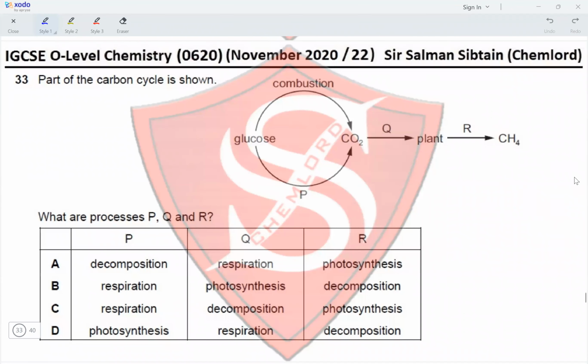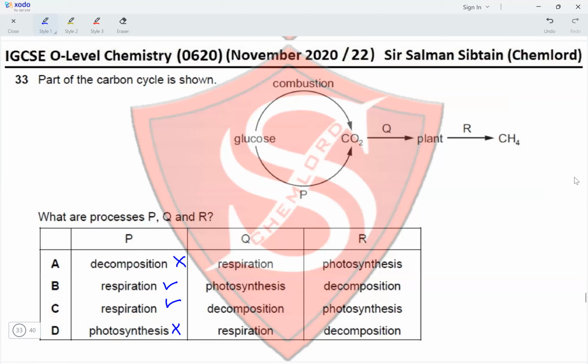Question 33. Part of the carbon cycle is shown. So glucose upon combustion produces CO2, and glucose undergoing P process produces CO2. CO2 goes into the plant by the process called Q, and plants by the process of R form methane. So what are the processes P, Q, and R? Glucose upon combustion produces CO2. Glucose upon respiration will also produce CO2. So decomposition is incorrect, respiration is correct, photosynthesis is incorrect.